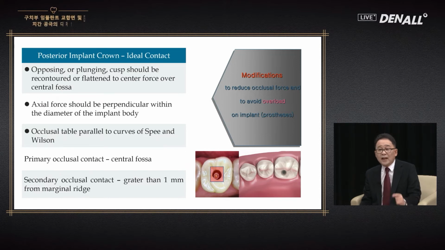This is the posterior implant crown, the ideal contact. Everything else aside, the primary occlusal contact should be on the central fossa. Secondary occlusal contact should not be greater than 1 millimeter from the central fossa, as it is recommended. This is not easy. The marginal ridge, the functional cusp, the maxillary functional cusp, should be ground a little bit.